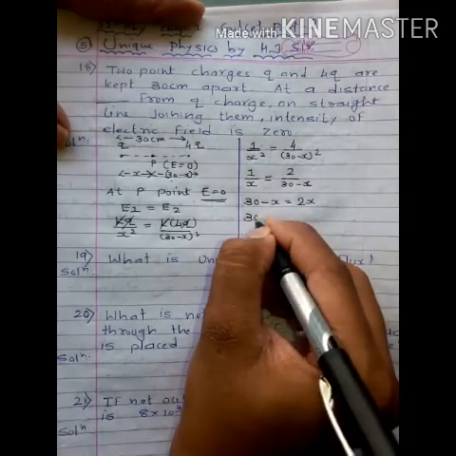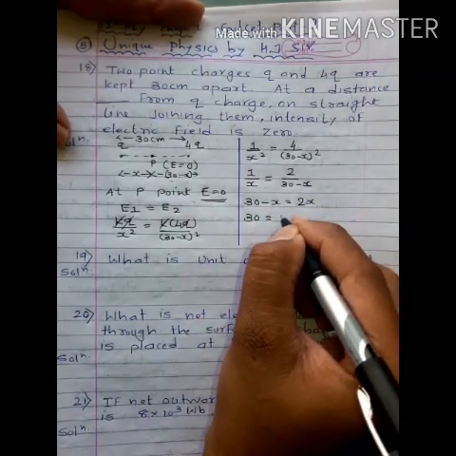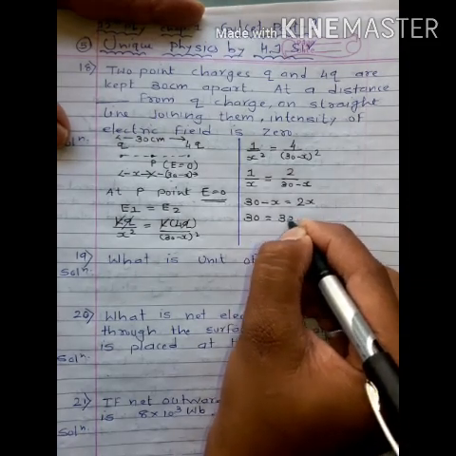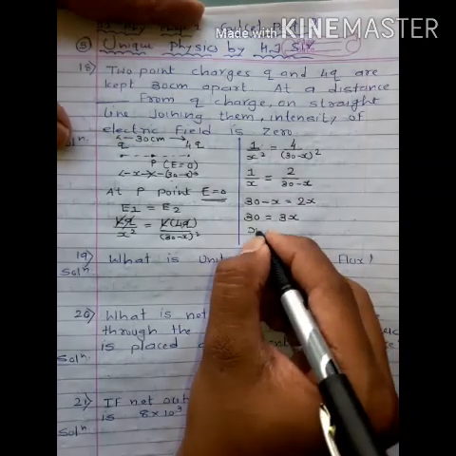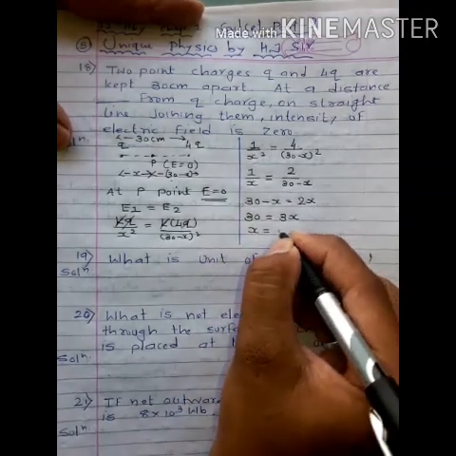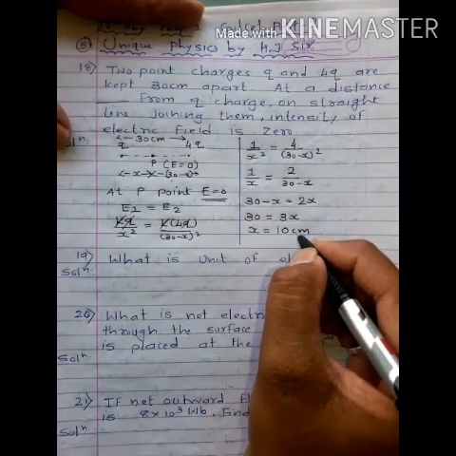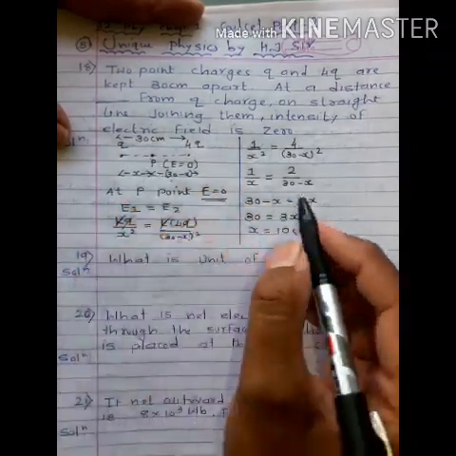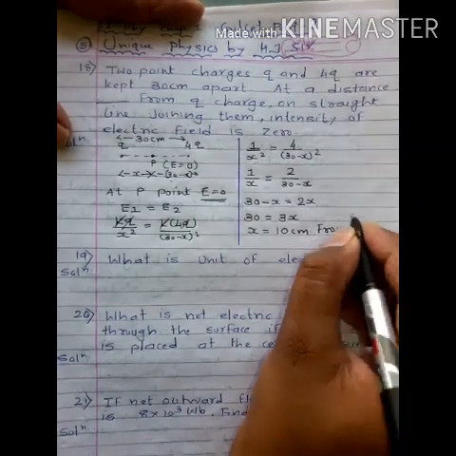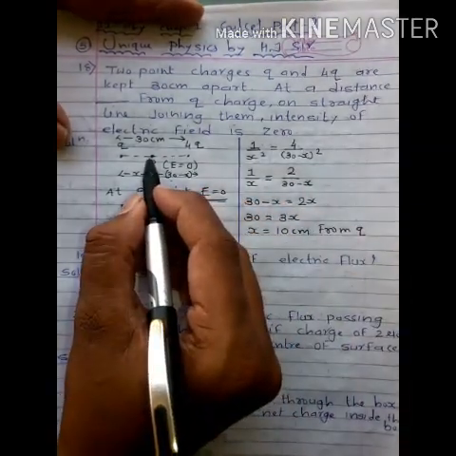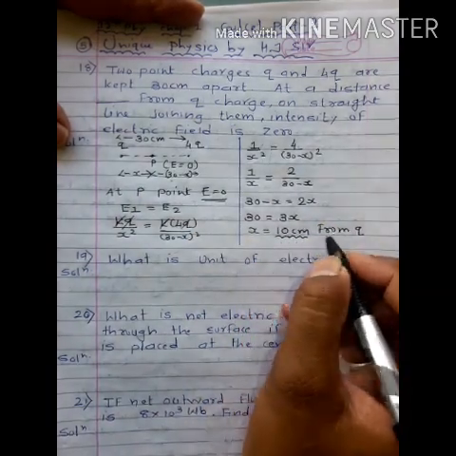Clear? So 30 is equal to 2x plus x, moving x to the right side. So our next step becomes 30 is equal to 3x. So the value of x is 10 centimeter. So here at a 10 centimeter distance from Q charge, the total electric field becomes 0. So our answer is 10 centimeter from Q charge.